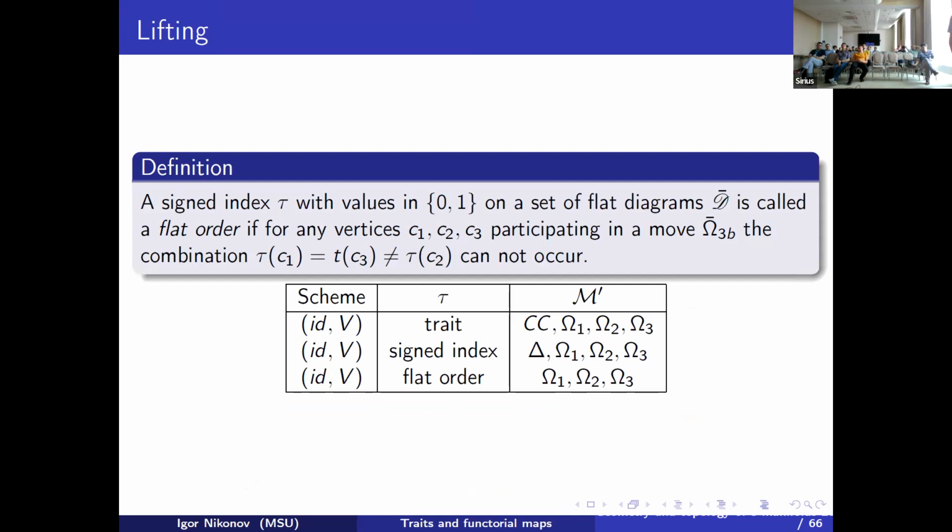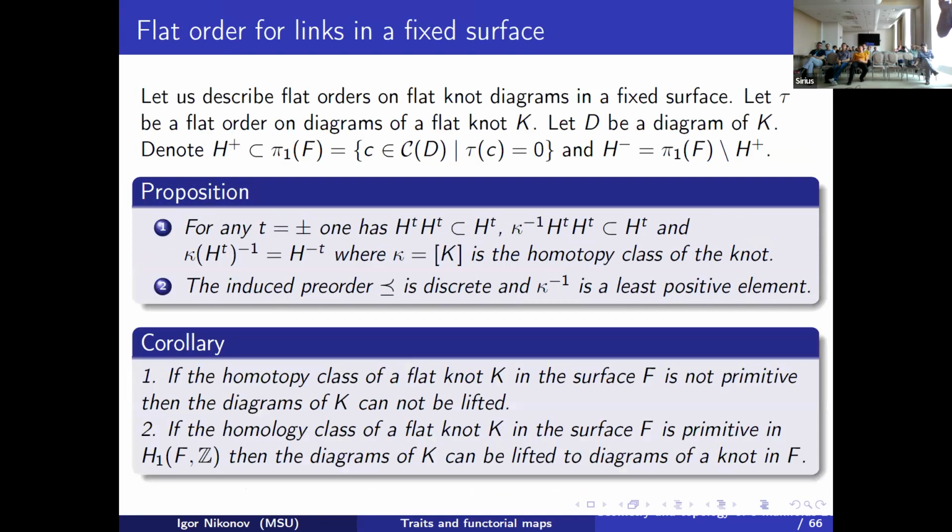If we consider a knot in a fixed surface and consider the subset of crossings which will be positive and negative, we have some restrictions on this subset like this. These two restrictions were in the previous case, and we have a new restriction. It means that the corresponding order must be a discrete order, and the inverse homotopy class to the knot must be a least positive element, and the inverse is also true.